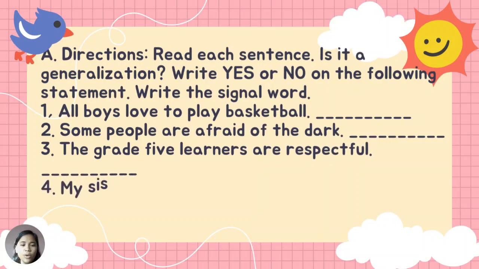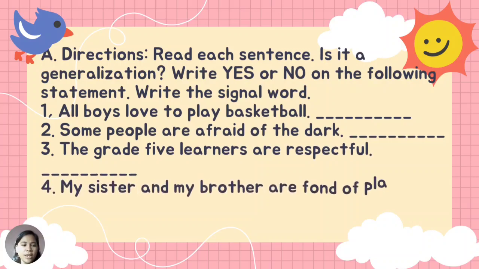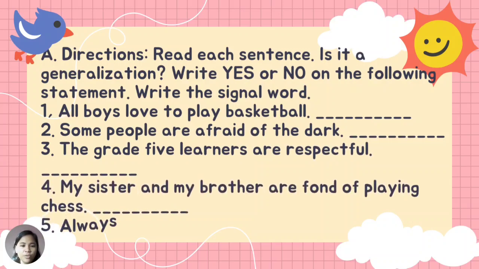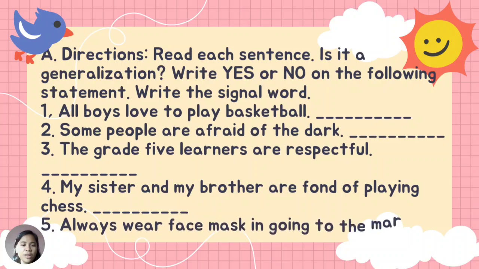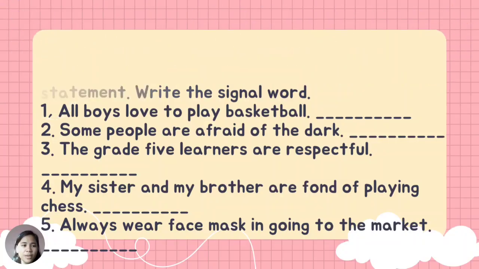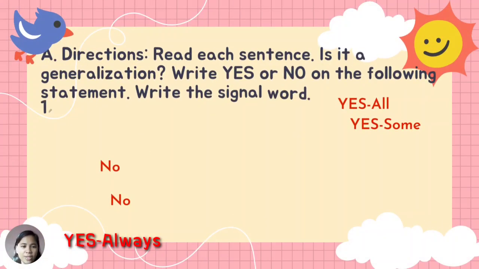Number 1, all boys love to play basketball. Number 2, some people are afraid of the dark. Number 3, the grade 5 learners are respectful. Number 4, my sister and my brother are fond of playing chess. And number 5, always wear face mask in going to the market. And these are the correct answers.